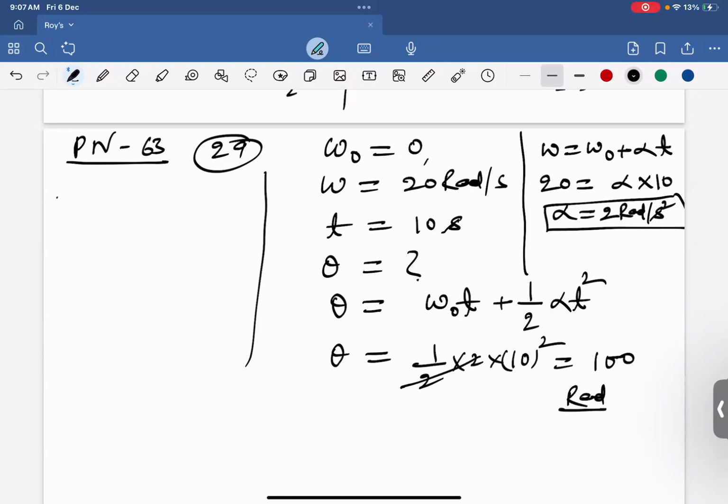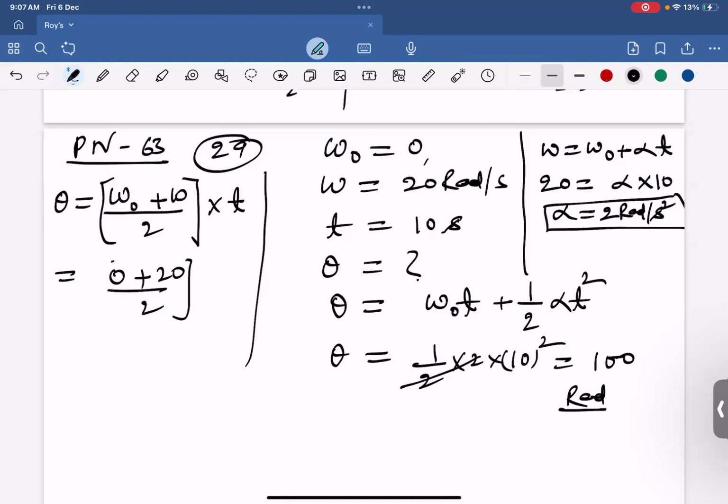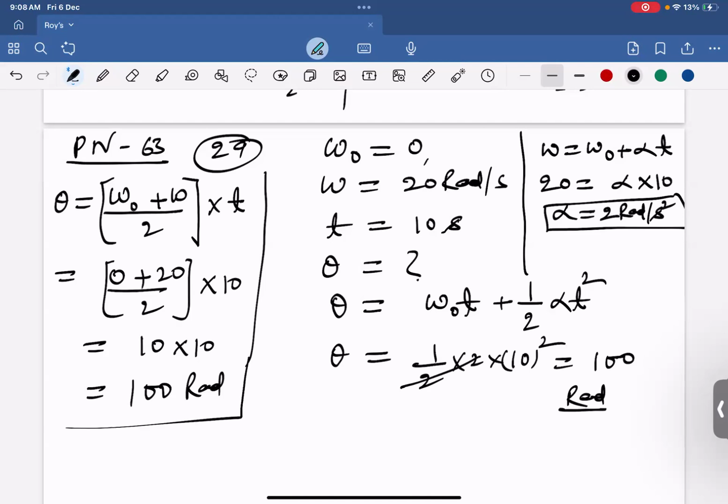Okay. Another method is there to find theta. You can use initial velocity plus final velocity divided by 2. This is called average velocity. Average velocity multiplied by time. So initial is 0, final is 20, divided by 2, multiplied by 10. So 20 by 2 will be 10 only. 10 multiplied by 10. By this method also you get the value as 100 radian. So any one of these two methods you can use.